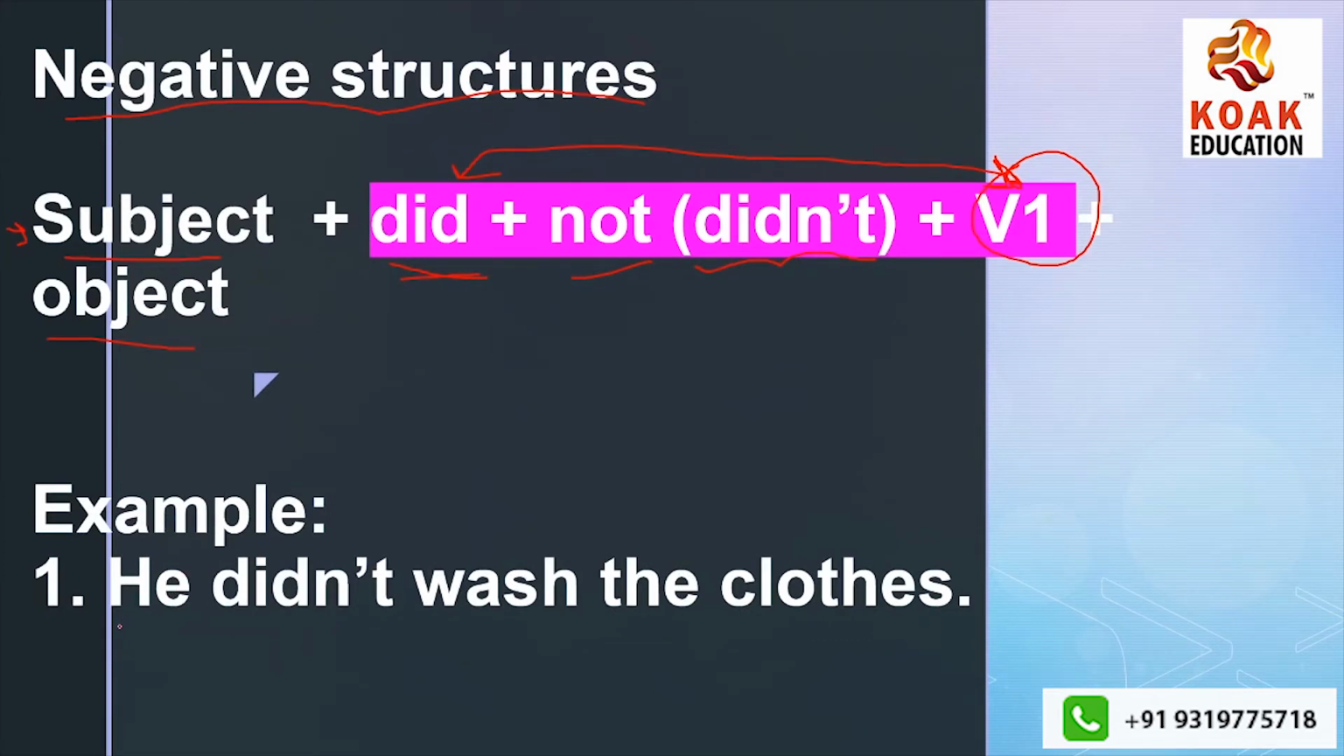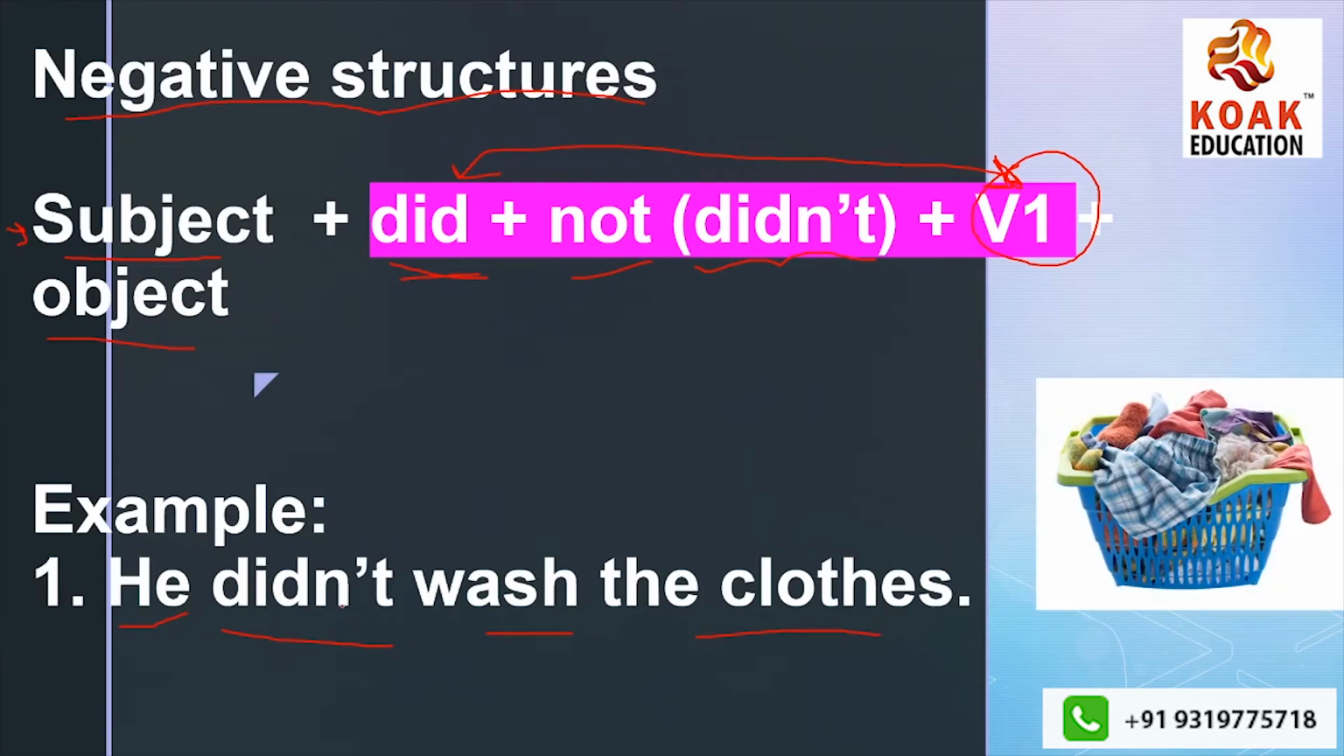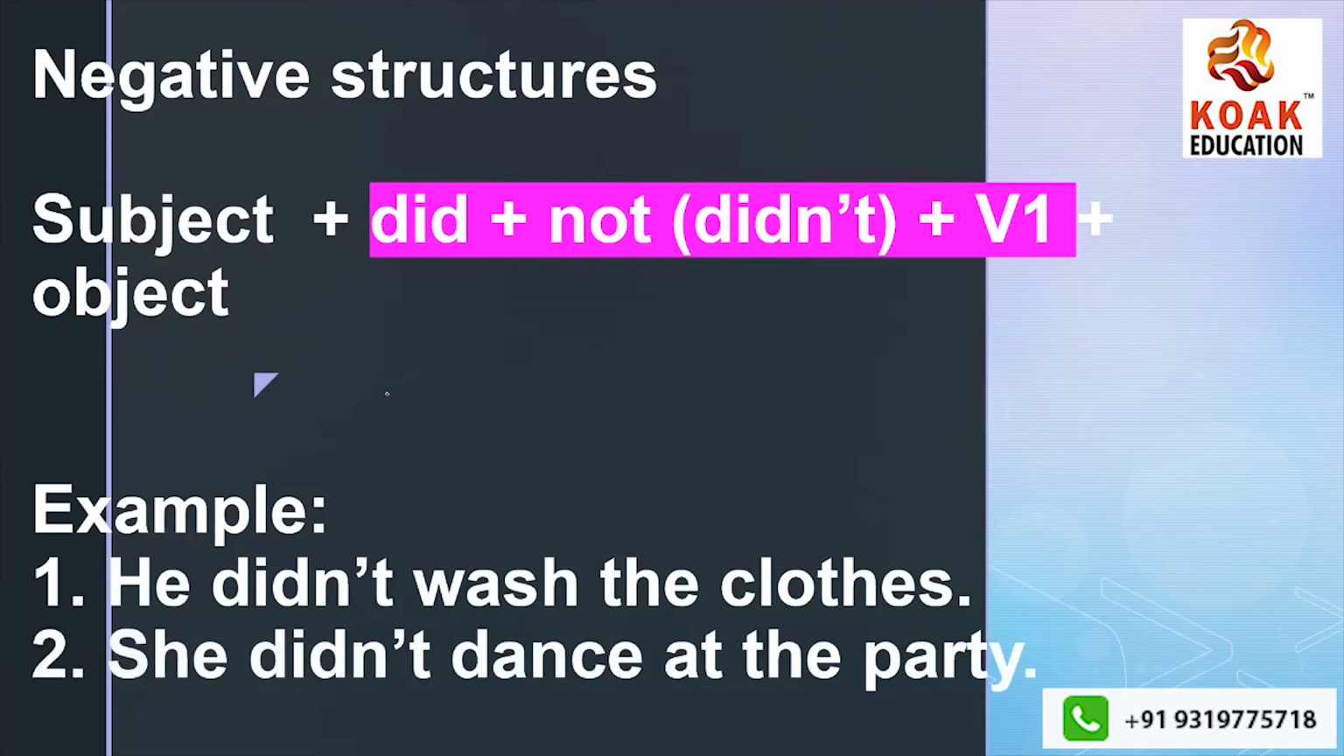See here, he is the subject. Didn't wash, this is your first form of verb. Clothes, that's the object. So he didn't wash the clothes. This is the ideal pattern that we have to follow. Let's have a look at another example. We say, she didn't dance at the party. Dance is the first form of verb. Even here I would stress that wash is the first form of verb.